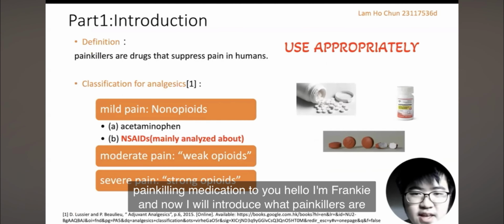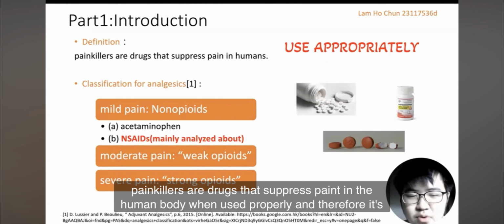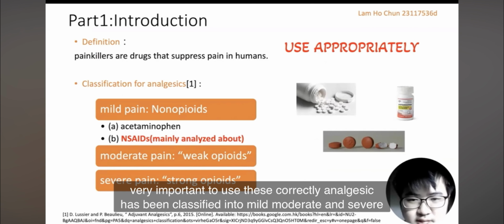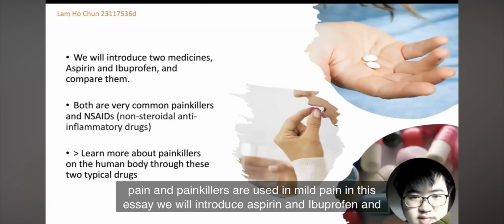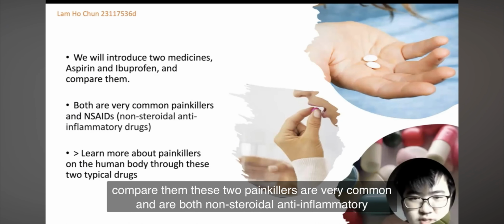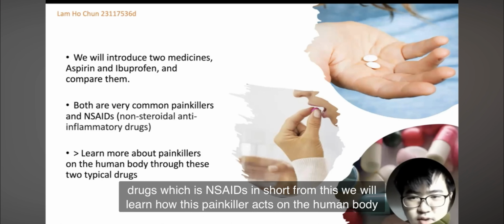Hello, I'm Frankie, and now I will introduce what painkillers are. Painkillers are drugs that suppress pain in the human body when used properly, and therefore it's very important to use these correctly. Analgesics have been classified into mild, moderate, and severe pain, and painkillers are used in mild pain. In this essay, we will introduce aspirin and ibuprofen and compare them. These two painkillers are very common and are both non-steroidal anti-inflammatory drugs, NSAIDs in short. From this, we will learn how these painkillers act on the human body.